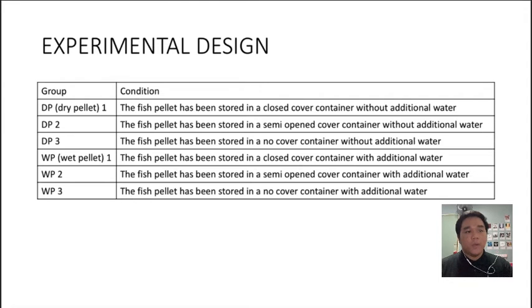WP1 is a wet pellet, with additional water added, stored in a closed cover container. WP2 is a wet pellet stored in a slightly open container, and WP3 is a wet pellet stored with no cover at all.